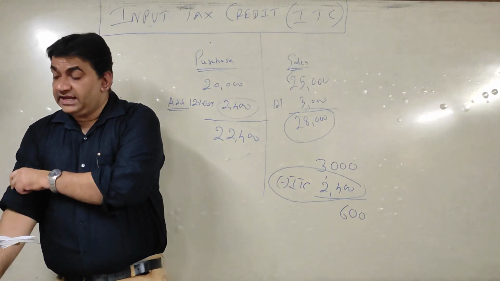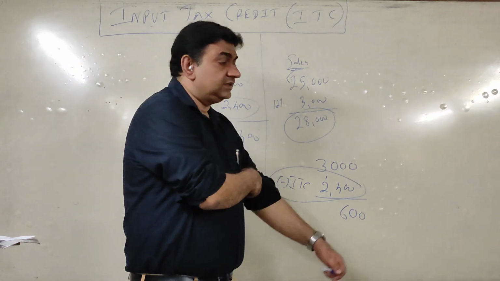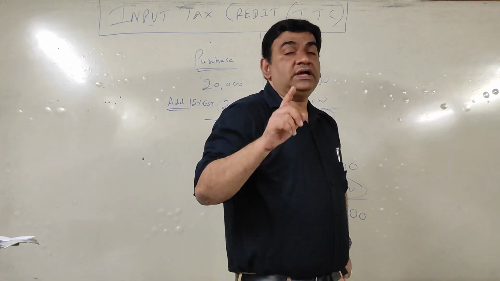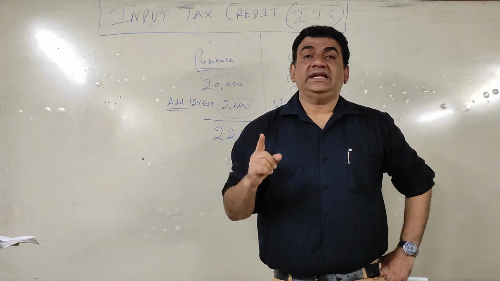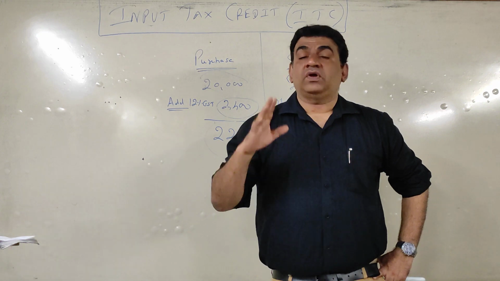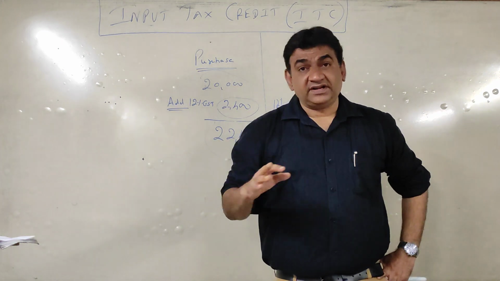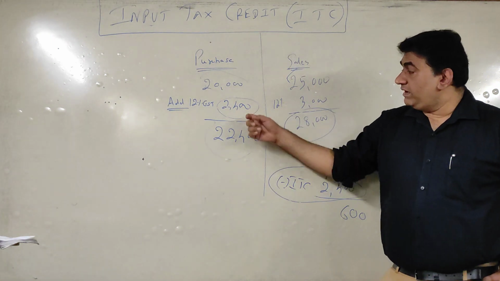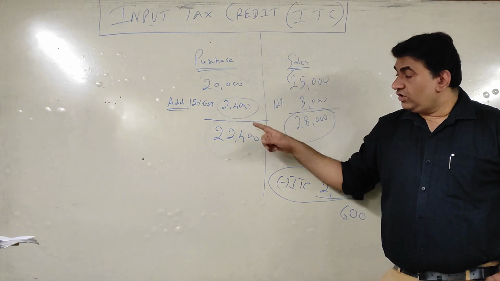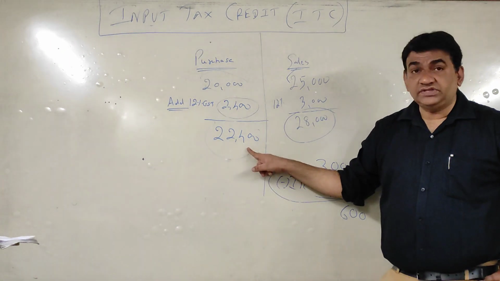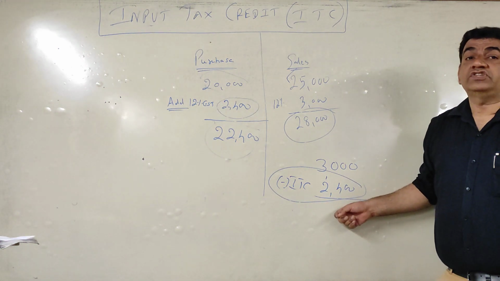Eligibility. Already I discussed. Only a registered person. The first criteria to claim input tax credit, you have to get yourself registered. Only a registered person can claim. If you are not registered, you will pay this tax even if you are not registered. So if you are not registered, the seller will charge you this. If you want to claim this, then you have to get yourself registered.